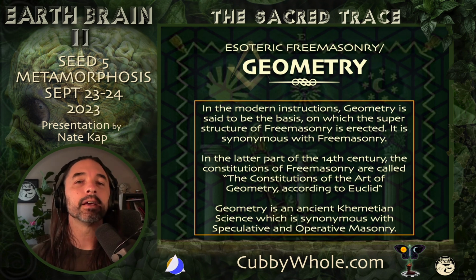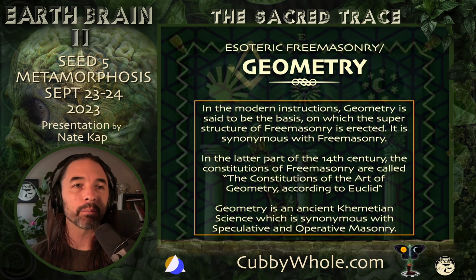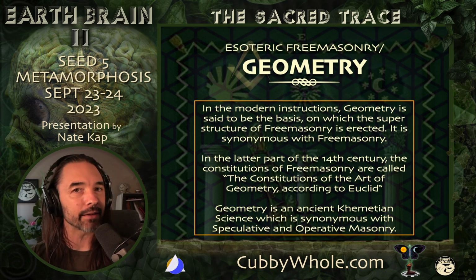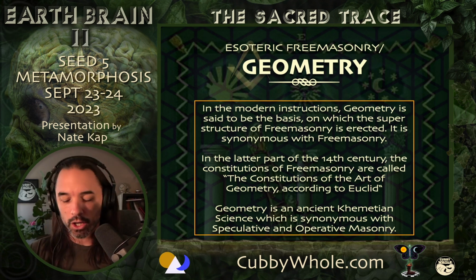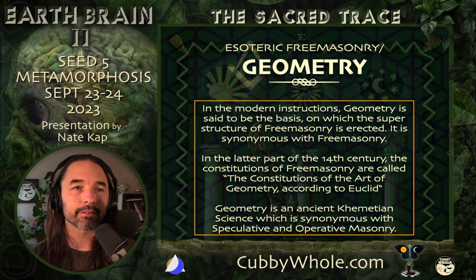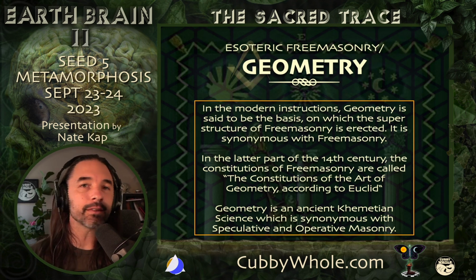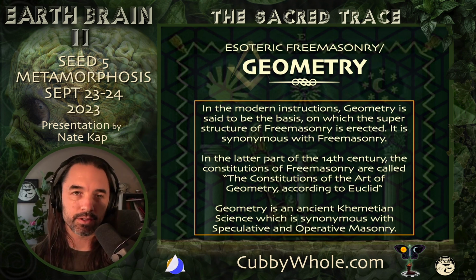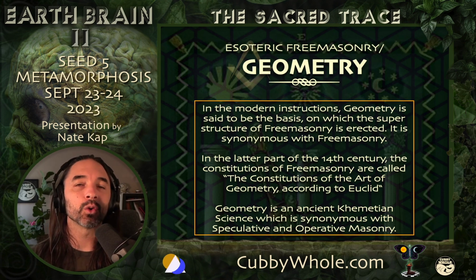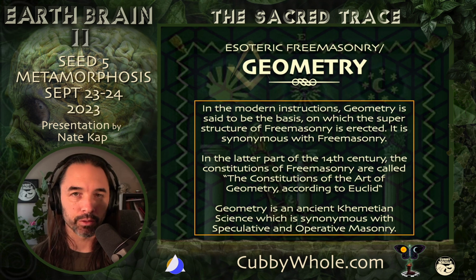But the sciences, the symbols, the allegories, the stories, the geometry, that's all part of Freemasonry, especially esoteric Freemasonry. You're going to have to get past the demonization and see the math, okay? Because if you don't see the math, if you don't see the symbols and the geometry in Freemasonry, then you're going to stay ignorant of truth, period.